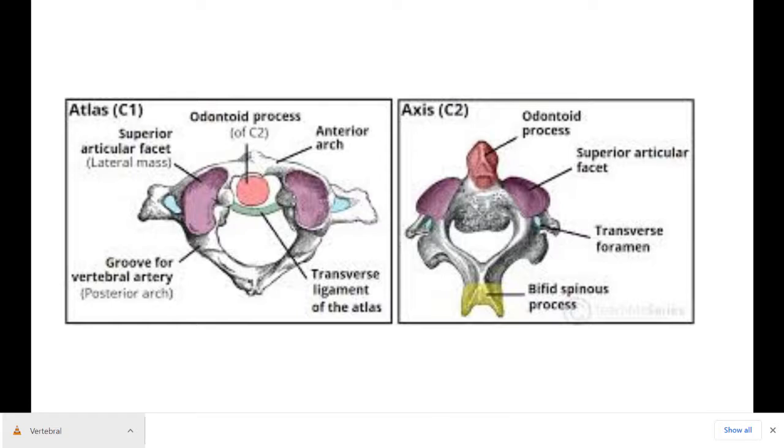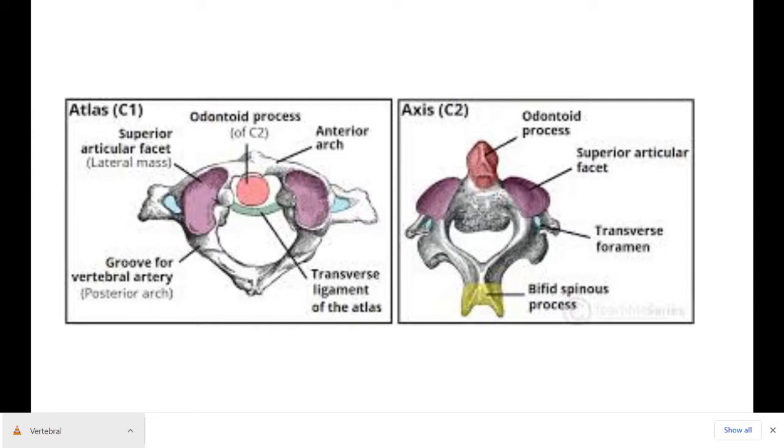All right. So now we get to the atlas and the axis, C1 and C2. These guys have really special names because they have really special jobs. So looking first on the left-hand side, and again, all these notes are in your packet, the atlas is C1. C1, first cervical vertebrae, is the atlas.